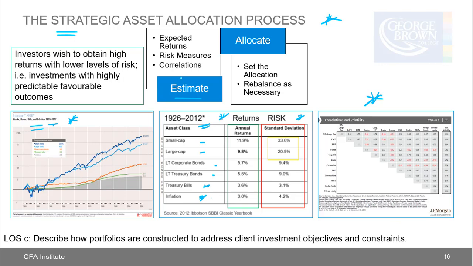But the first step in the strategic asset allocation process, it's very important to understand, is estimates: expected returns of the asset class, estimates of expected volatility, standard deviation, and estimates of the correlations between the asset classes. Okay, so then the chosen strategic asset allocation is expected to meet the investor's long-term risk and return objectives.